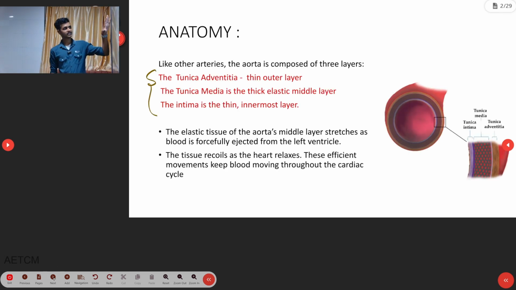So before that, that is the normal anatomy of our artery. So tunica adventitia, tunica media, and then tunica intima. So intima is a thin innermost layer, media is a thick elastic middle layer, adventitia is a thin outer layer. So right.